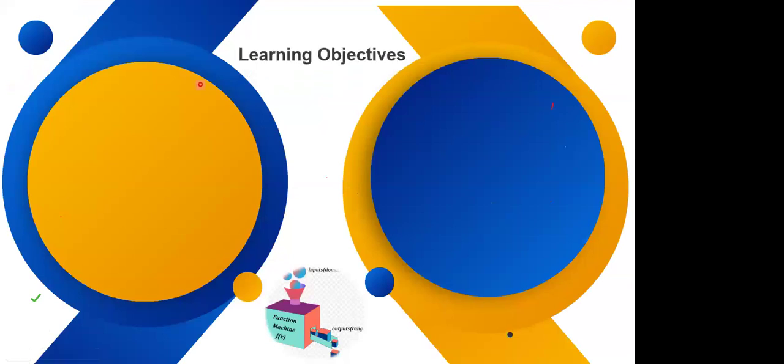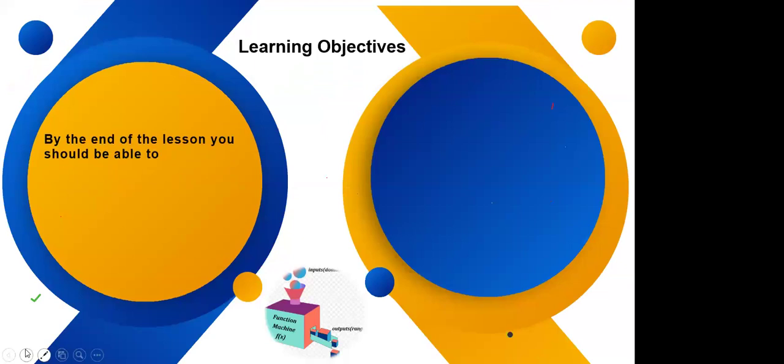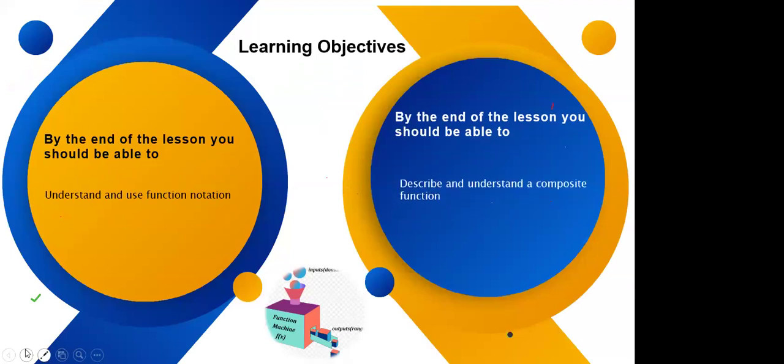And therefore, what are our learning objectives by the end of this lesson? The first learning objective is that everyone must be able to understand and use what we call function notation. And our second objective for the lesson is that by the end of this lesson, everyone must be able to describe and understand what we call a composite function. I do understand that earlier on. Mr. Kaziba, yes. Am I clear? Yes, you are clear.